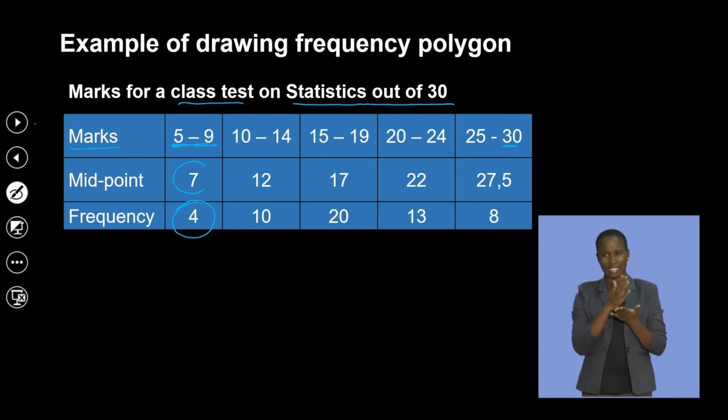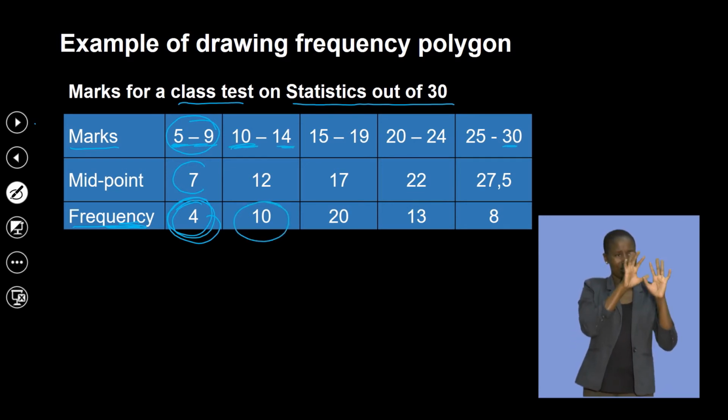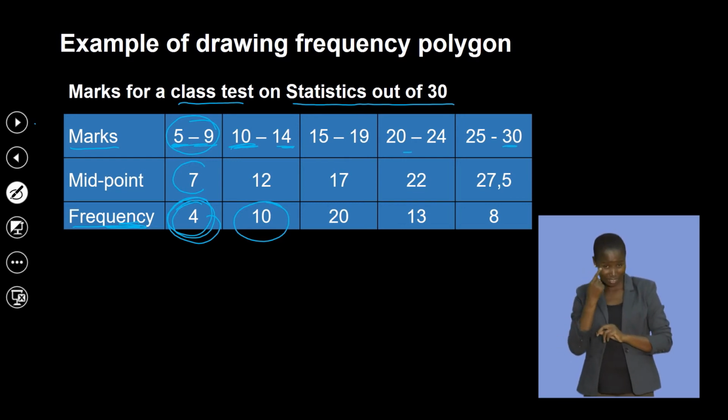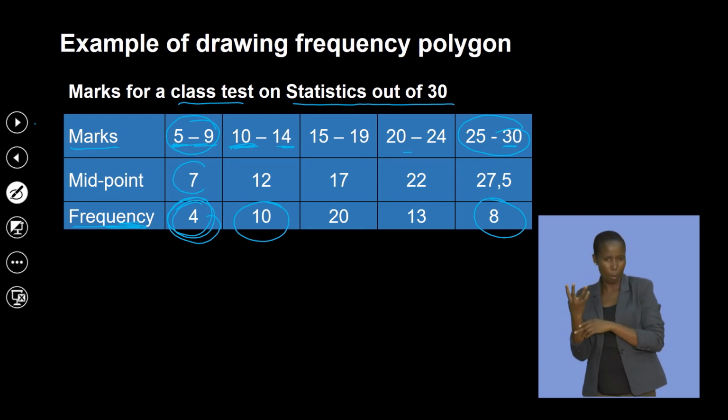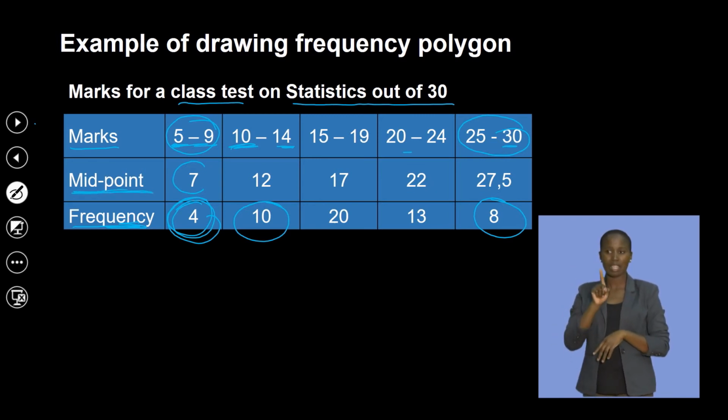Not 7. 4 learners. I'm making a mistake. Why 4 learners? We're counting the frequency. The frequency is how many in the interval. How many learners got between 10 and 14? 10 learners, and so on. Does that make sense? How many learners got between 25 and 30? 8 learners.